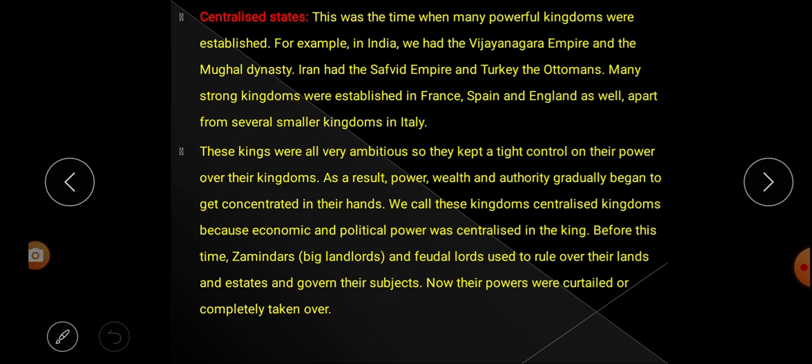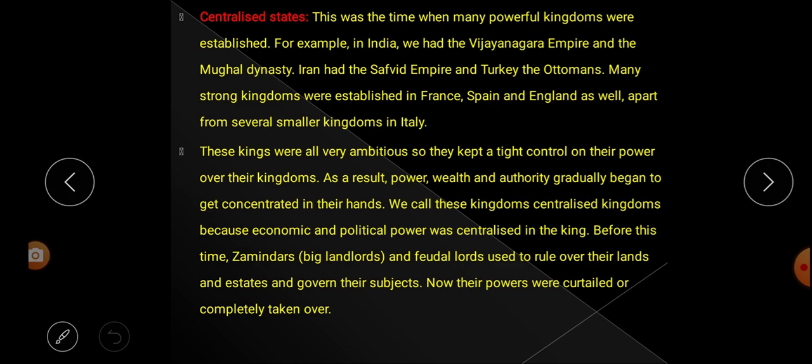Before this time, zamindars, that means landlords and feudal lords, used to rule over their lands and estates and govern their subjects. That means before the kings and the dynasties, who used to rule? Zamindars and feudal lords. They used to rule the kingdoms and the states. Now their powers were curtailed or completely taken over by the kings.